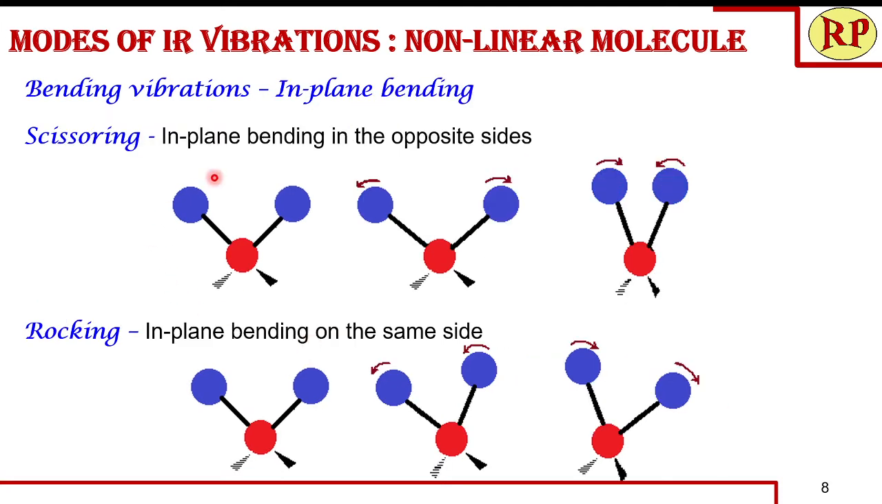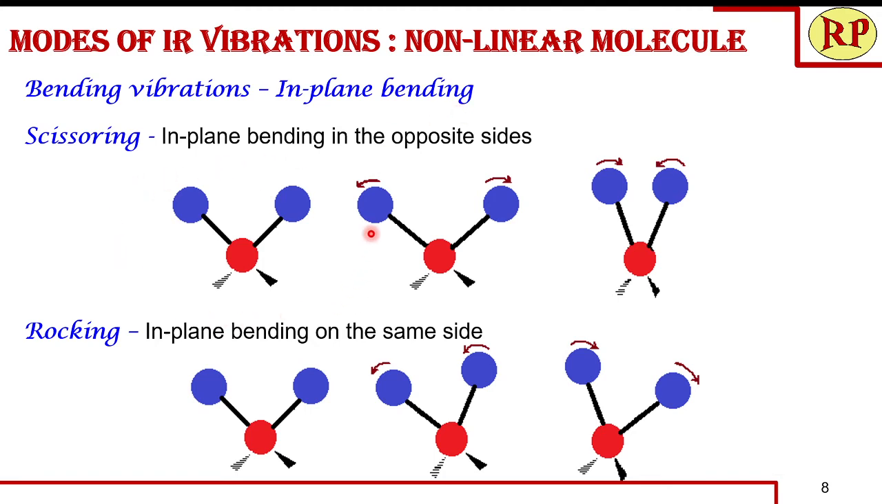Now we'll look into the bending vibrations. Because the molecule is already bent, we'll have different types of bending vibrations in non-linear molecules. That is, we have in-plane bending and out-of-plane bending. First, assume that the molecule is placed on a paper. That is, you will have the plane of the paper. All the three atoms are on the plane of the paper. The center atom never moves out of plane. Here, all the three atoms will be in plane bending. So, all the three atoms will be in plane only. It will not go out of the plane. That is why we are calling it in-plane bending.